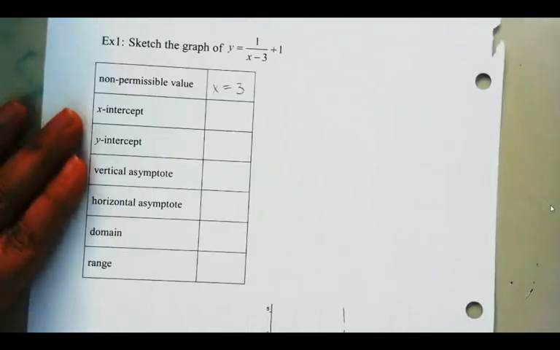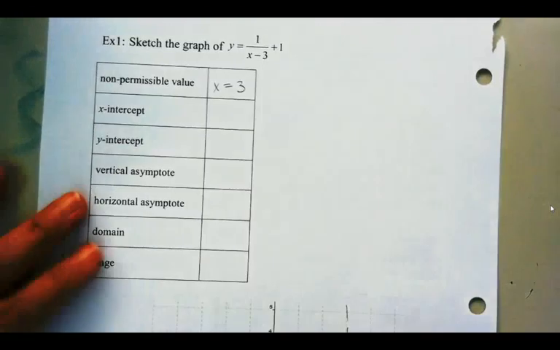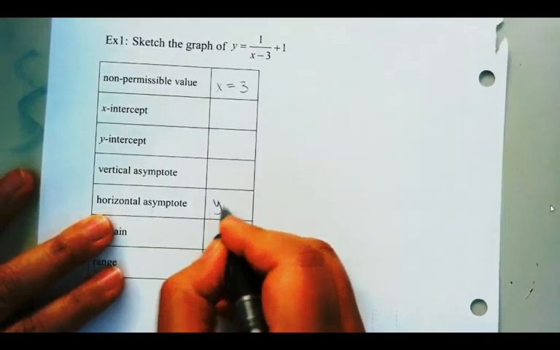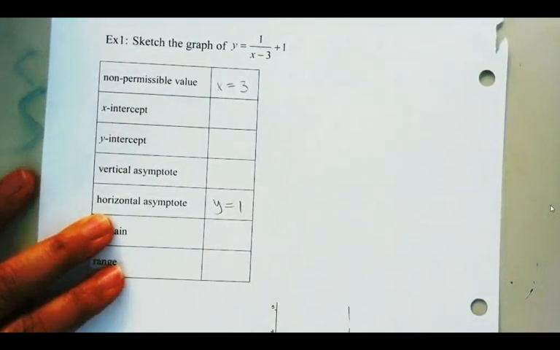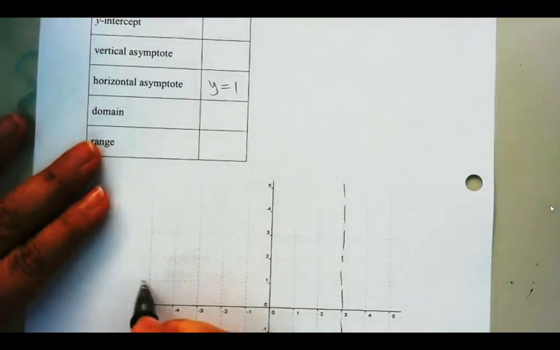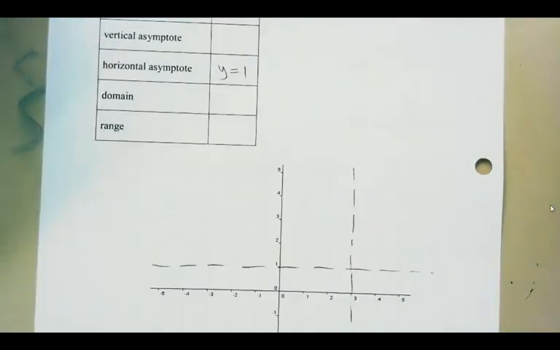What else do I know about another value that's impossible to have? I want to write that as an equation. My horizontal asymptote is going to be y equals 1. You can't just say 3 and 1; that's not going to be good enough. You have to state them as equations. So two things really quick: as soon as we glance at our equation, we know this already.